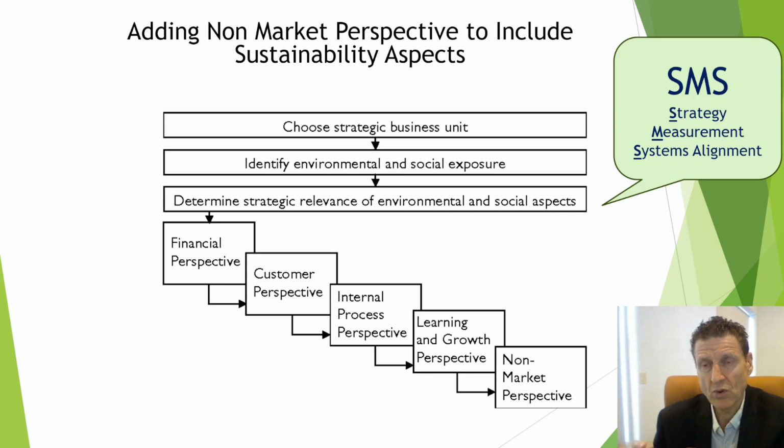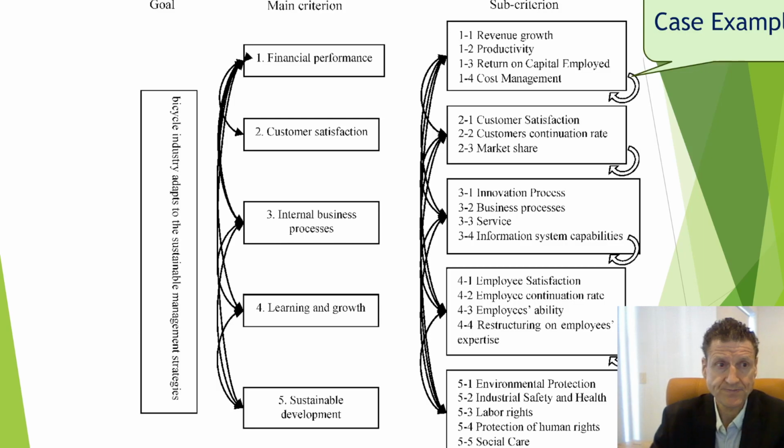So if we do well on the learning and growth, then that will feed into doing better on the internal process. Then that will feed into better sales and better customer satisfaction, and that will feed into more profits in the long term. So that's what we mean by the alignment of these different systems. So we've got strategy, we've got measurement, and we've got systems alignment. And that's what we mean by the balanced scorecard.